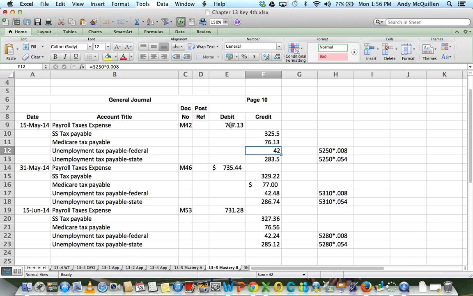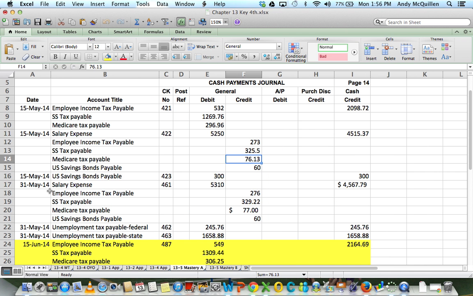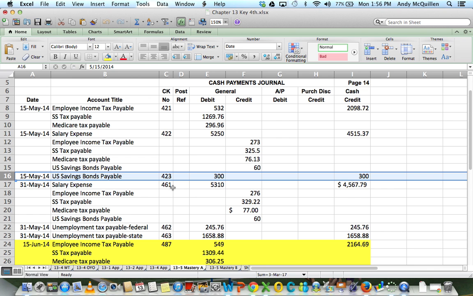On the last 15th, we paid cash for U.S. savings bonds for employees, $300. Well, that's very simple. U.S. savings bonds payable, $300. General debit, cash credit.